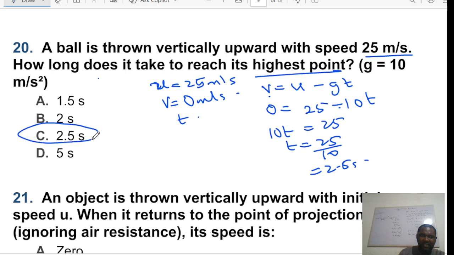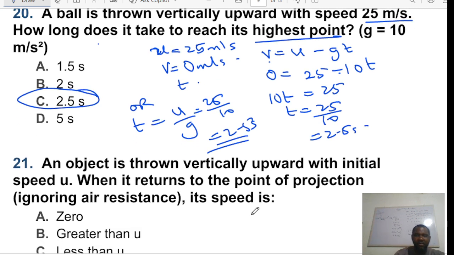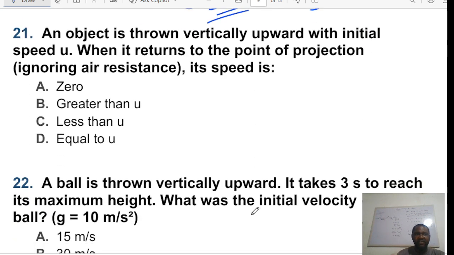So the answer is C. Or you can just simply say that t is equal to u over g. Makes life easy. 25 over 10, which is 2.5 seconds. So whichever way you go about it is fine. It's still the same thing, but just that one of them is faster.